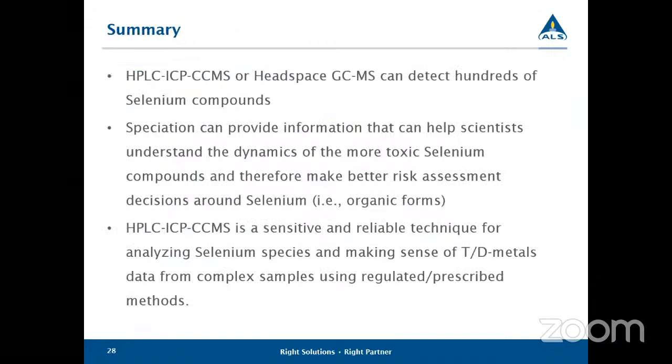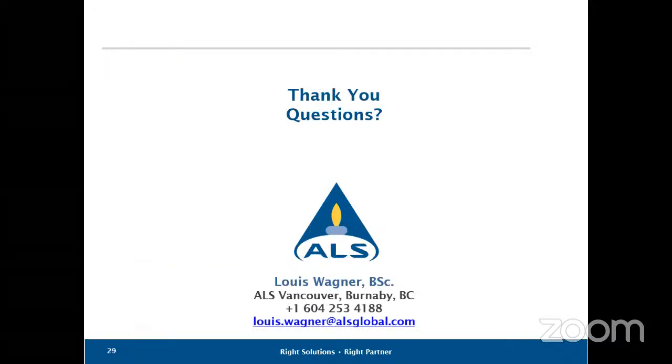So to recap, HPLC, ICP-MS, and headspace GC-MS can detect hundreds of selenium compounds. This speciation data can provide information that can help scientists understand the dynamics of selenium compounds and make decisions. And HPLC ICP-MS is a sensitive and reliable technique for analyzing selenium species and making sense of total and dissolved metals data from complex samples.